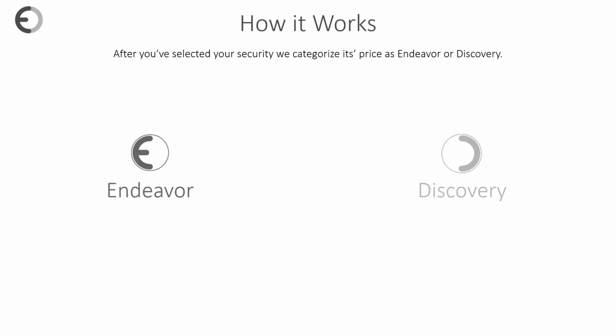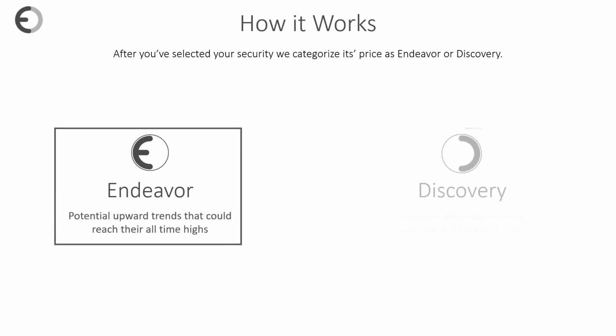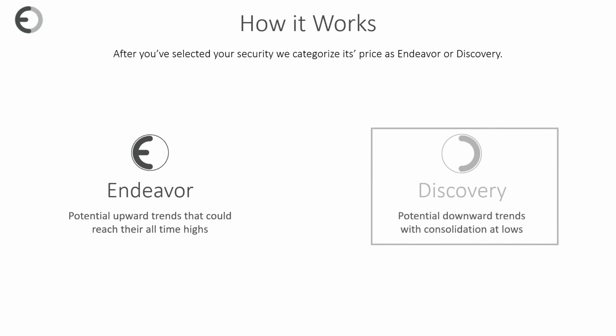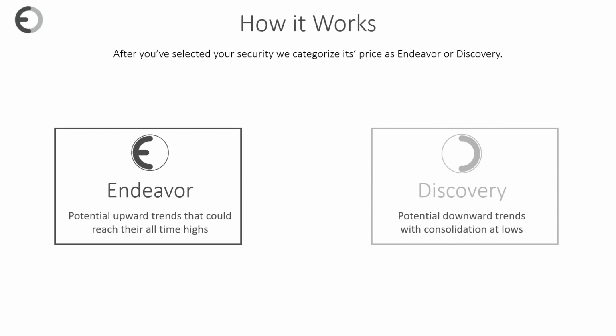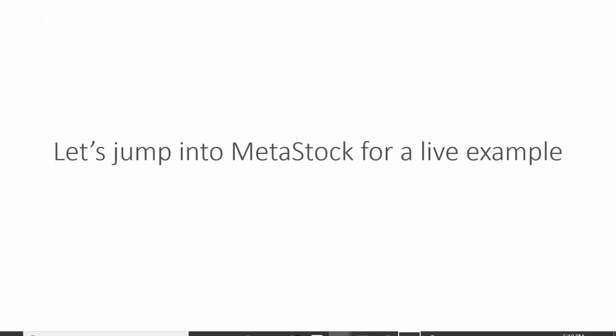And this is how it works. After you've selected your security, we categorize price as either Endeavor or Discovery. The Endeavor category represents potential upward trends that could reach their all-time highs. However, the Discovery category represents potential downward trends that are likely to consolidate at their lows. With these classifications, you'll be able to tell at a simple glance if price is more likely to have upward or downward trends. Now, let's jump into Metastock for some live examples.